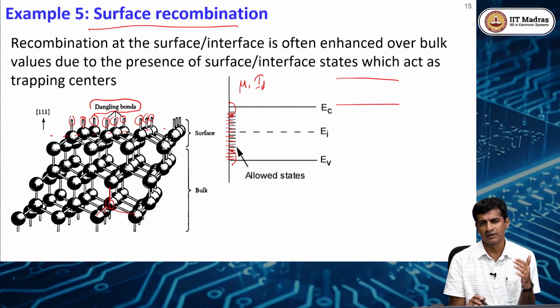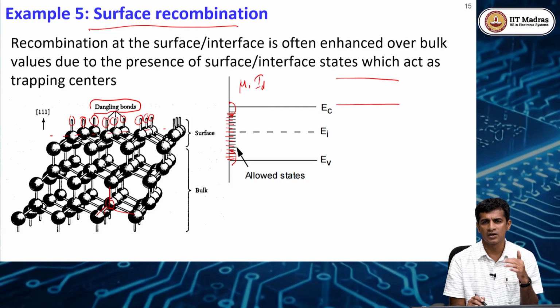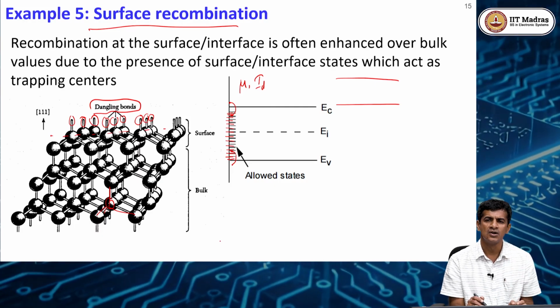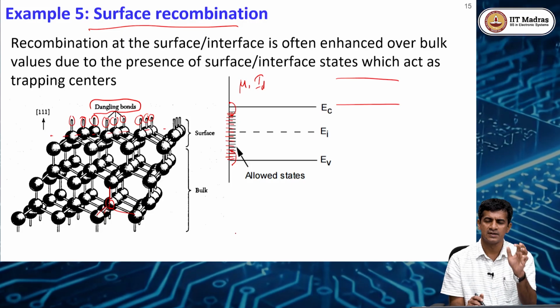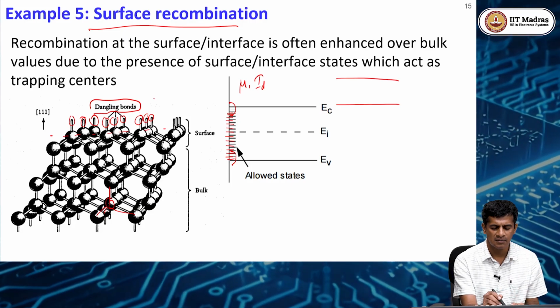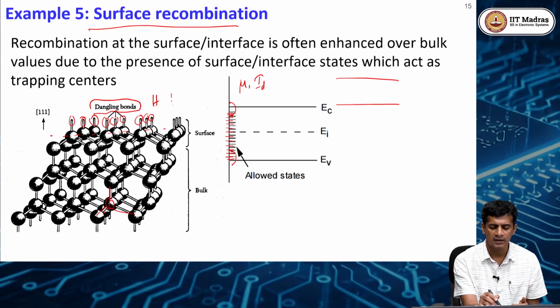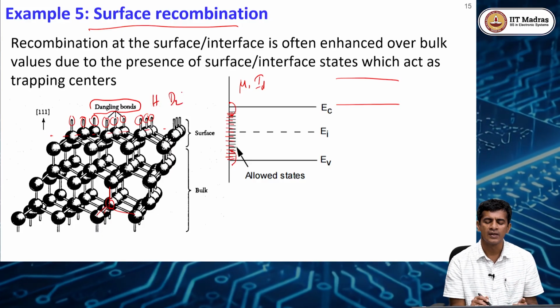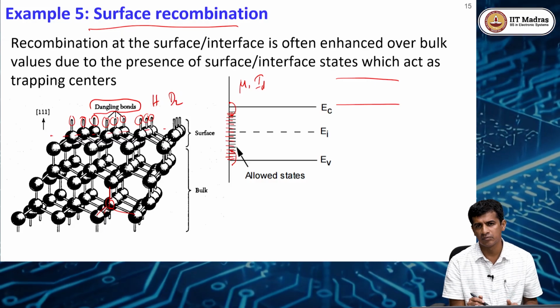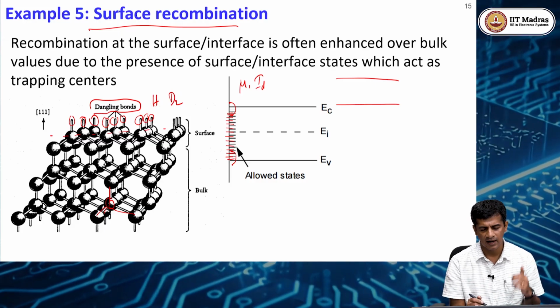Whenever there are surfaces or interfaces, you need to do a proper termination, or what we do is something known as passivation. You try to terminate these dangling bonds, typically with a hydrogen atom or some other atom, maybe an isotope of hydrogen, for example deuterium. We passivate the dangling bonds.